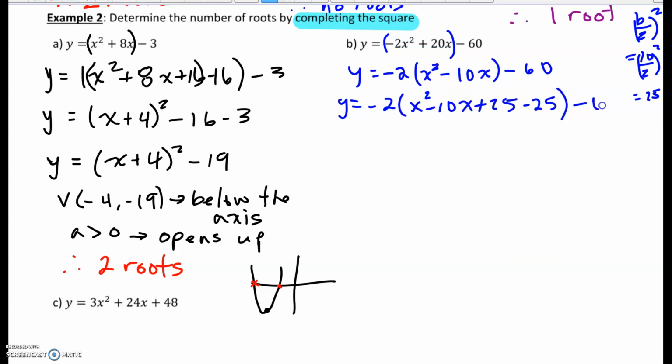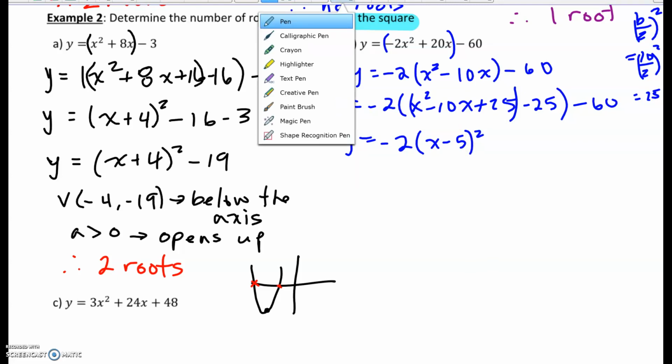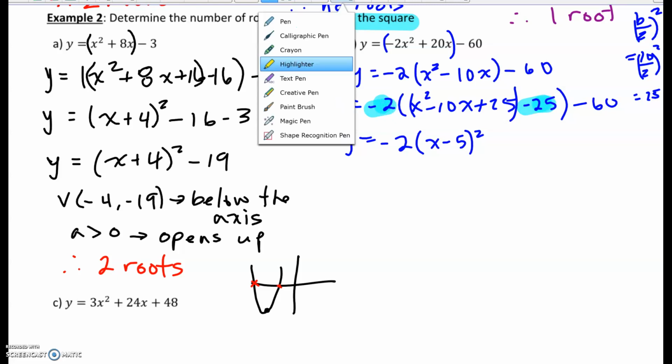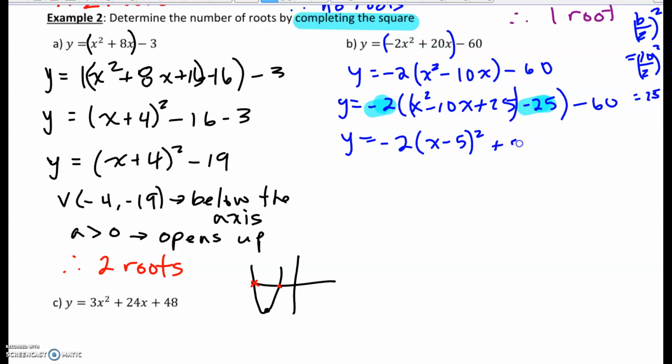And that minus 60 is outside the bracket again. I'm going to put another set of brackets around to identify the PST, the perfect square trinomial, and I'm going to go ahead and factor that. So that'll be x minus 5 squared. And then I need to release the negative 25, so I'm going to multiply that by the a value, and that will be positive 50 minus 60. So my vertex form will be -2 times (x minus 5) squared minus 10.